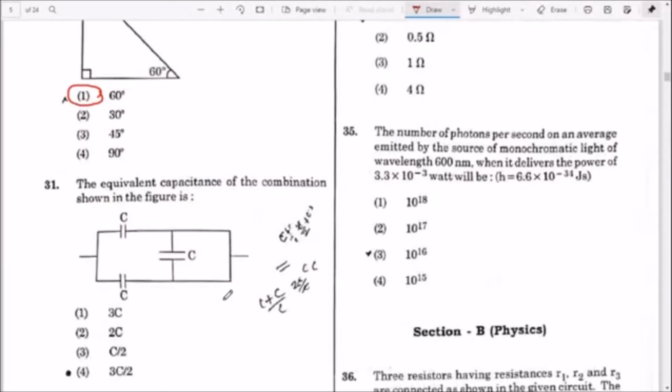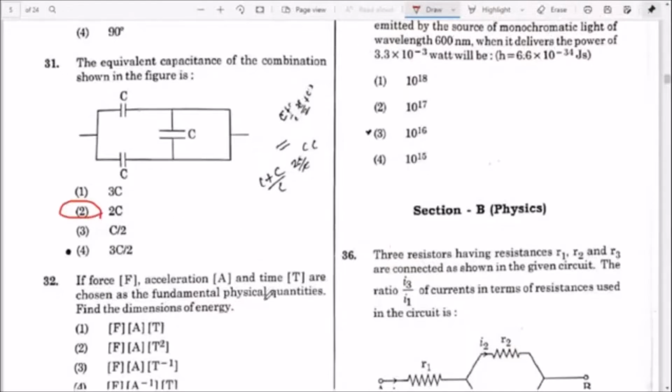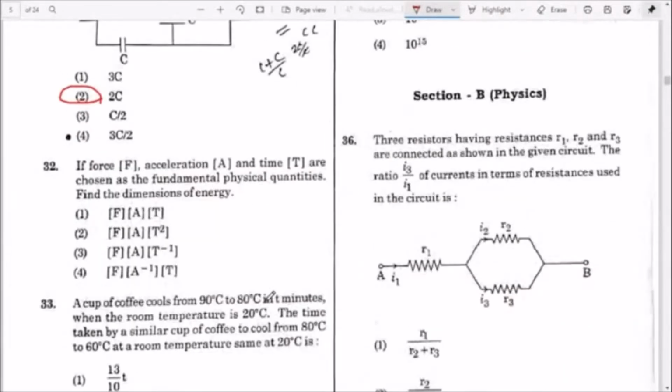Next, question number 31. The equivalent capacitance of the combination shown in the figure is option number 2, 2C. Option number 2 is the correct option, students. Next, question number 32. If force F, acceleration A and time T are chosen as the fundamental physical quantities, find the dimensions of energy. Option number 2 is the correct option, students.